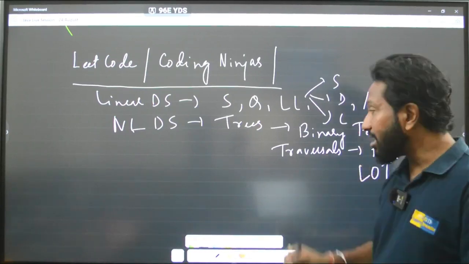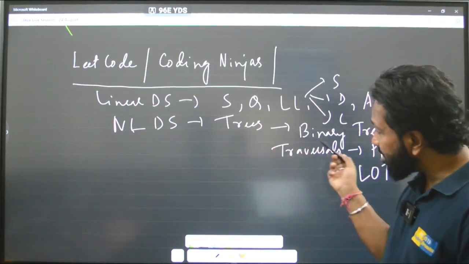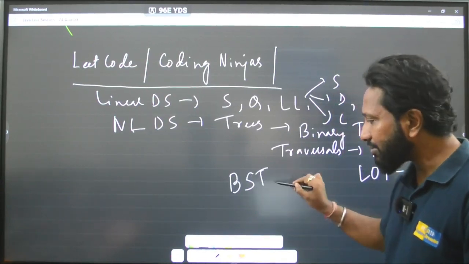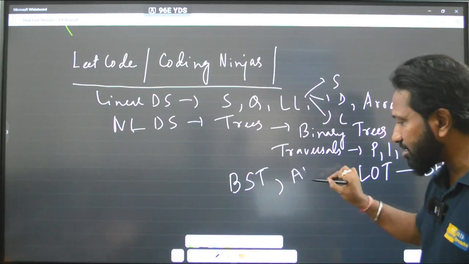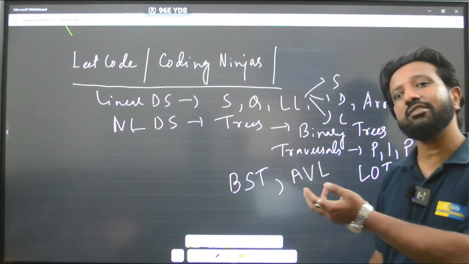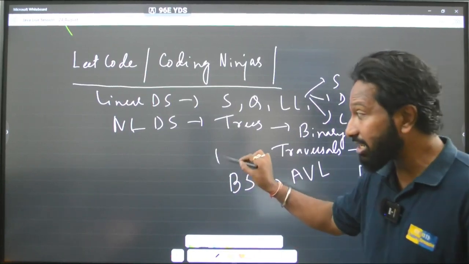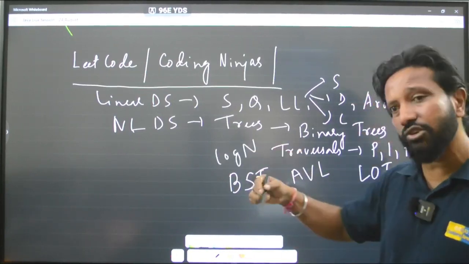Learn all this. After that, there are lots of different versions of binary trees. You have the binary search tree, learn this. After that, you have AVL trees, also called balanced BST. The height of the AVL tree is balanced, so the time complexity is log of n. All these things you have to remember.